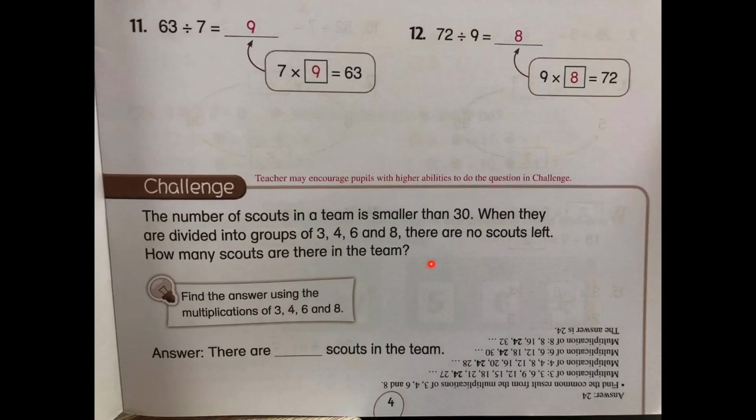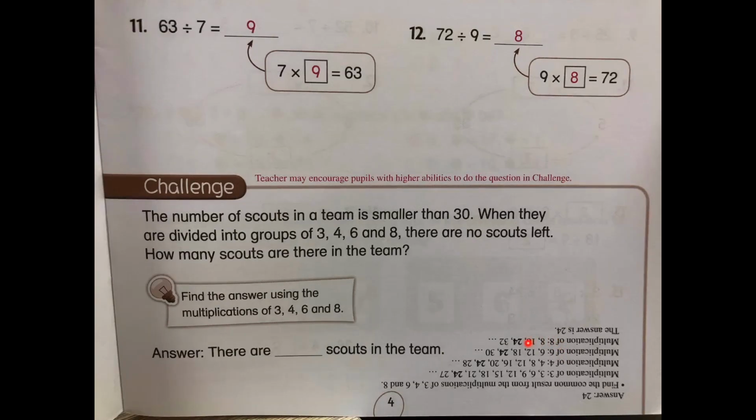So when you flip over your textbook, you'll see the explanation over here. So when you list out the product of the multiplication of 3, you would get 3, 6, 9, 12, 15, and so on. And when you list out all the products of multiplication of 4, let's say 4 times 1 equals 4, 4 times 2 equals 8, 4 times 3 equals 12, and so on. And then you do so for the multiplication of 6 as well as 8.